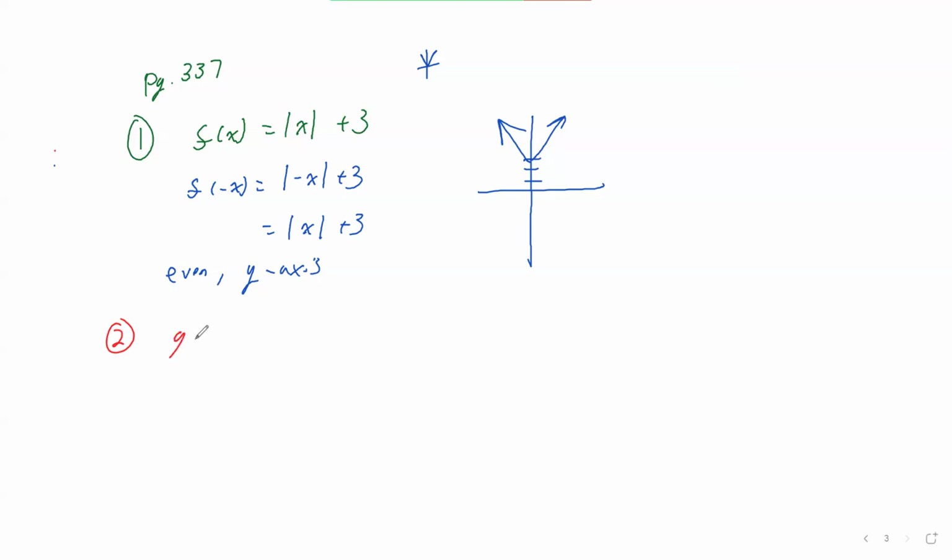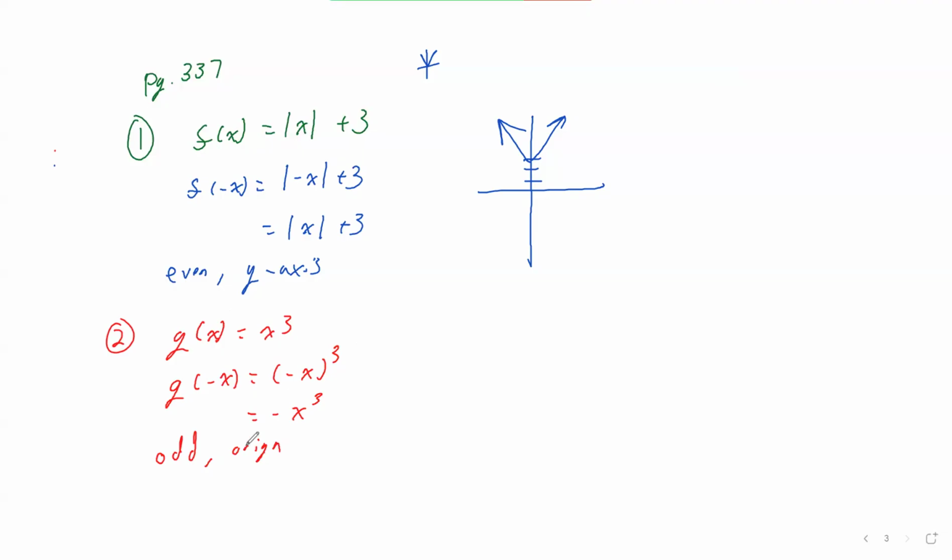I have g of x equals x cubed. Again, I'm going to plug in negative x to see if it's even or odd. I know anything raised to an odd exponent will stay odd, so I can see that all the signs change. Therefore, it is an odd function. And if it's odd, I also know it's reflective around the origin.